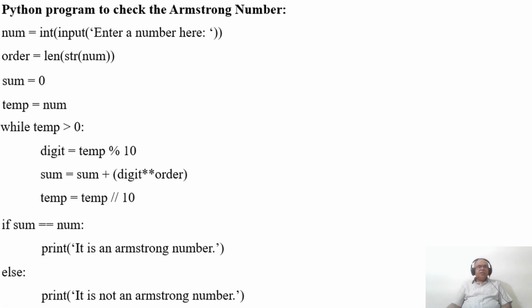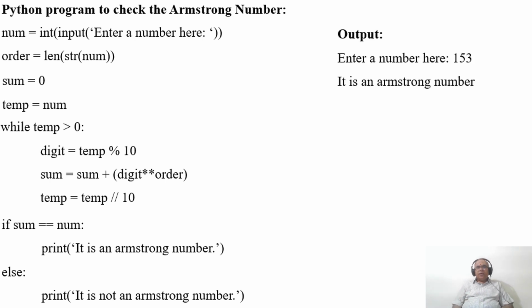You can see sum equals sum plus digit to the power of order. Now we will try to execute this. How to write this program? First I will enter a number. The moment it comes to this line, we enter 153. Then we will have order equals length of str(num). Why should I give the length of str(num)?